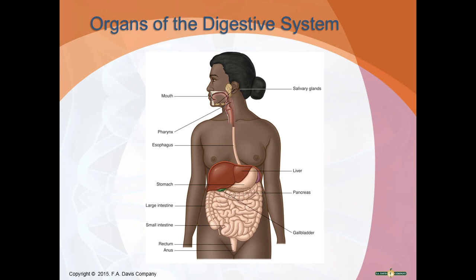So starting with chapter 20, we're talking about the digestive system, and it consists of the digestive tract, which is also called the alimentary canal, as well as the accessory organs. So the digestive tract is basically a tube that extends from the mouth to the anus, and the accessory organs are separate organs that aid digestion.